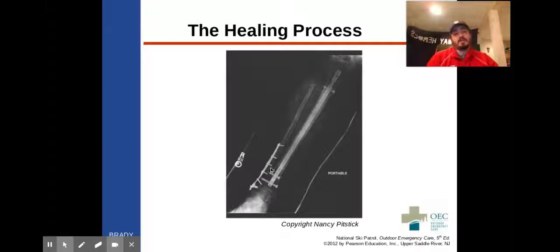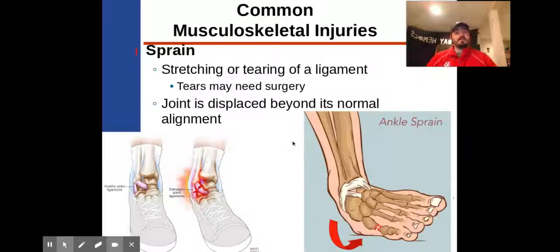And he's got some pins here, some screws. So you can get a lot of hardware depending on how you break something. Cool. So let's talk about some of these types of injuries.